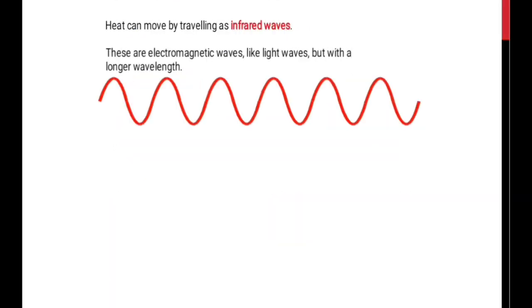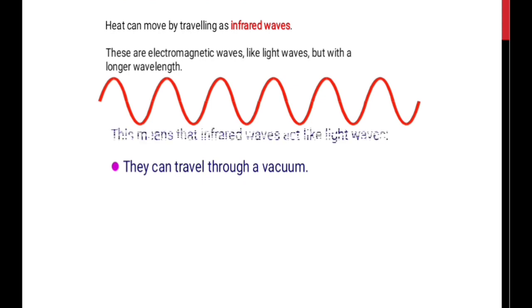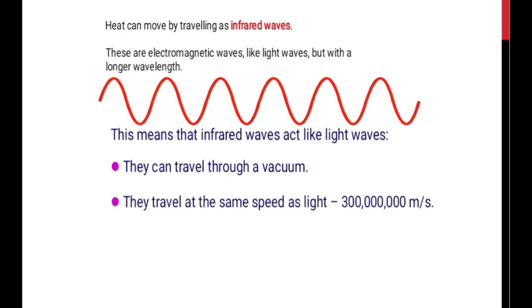What are infrared waves? Heat can move by traveling as infrared waves. These are electromagnetic waves like light waves but with a longer wavelength. They can travel through a vacuum. This means that infrared waves act like light waves. They travel at the same speed as light.